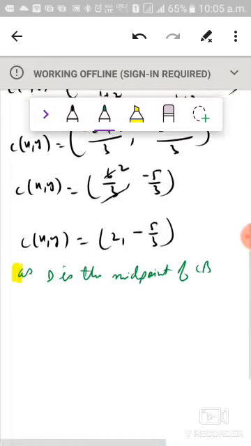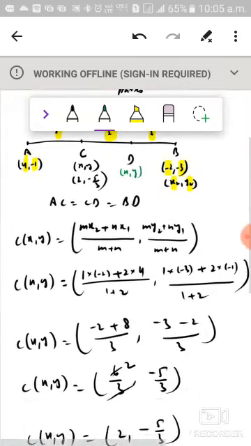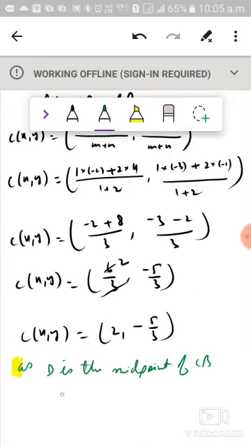Why? Because CD equals DB. So the ratio of M is to N is 1 is to 1, and that is a 1 is to 1 ratio. It means M is equal to N also, right?